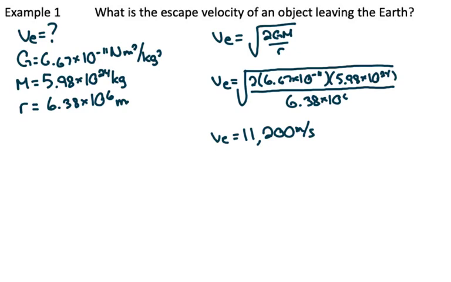Or, more commonly in kilometers per second, it would be 11.2 kilometers per second. What this means is that as soon as any object goes faster than 11.2 kilometers per second away from the Earth, it will continue moving away from the Earth. If it doesn't get to 11.2 kilometers per second, it will eventually fall back down. If it hits exactly 11.2 kilometers per second, it will end up in what's called geostationary orbit, which we'll look at in the next example.